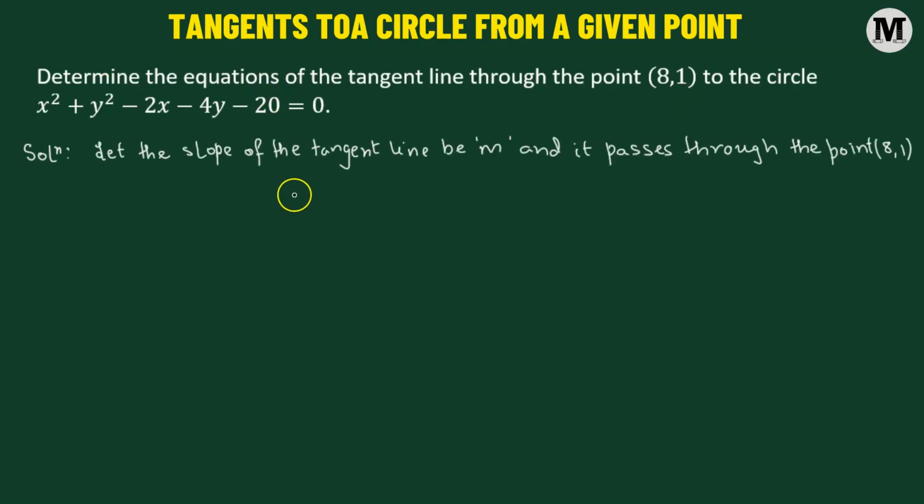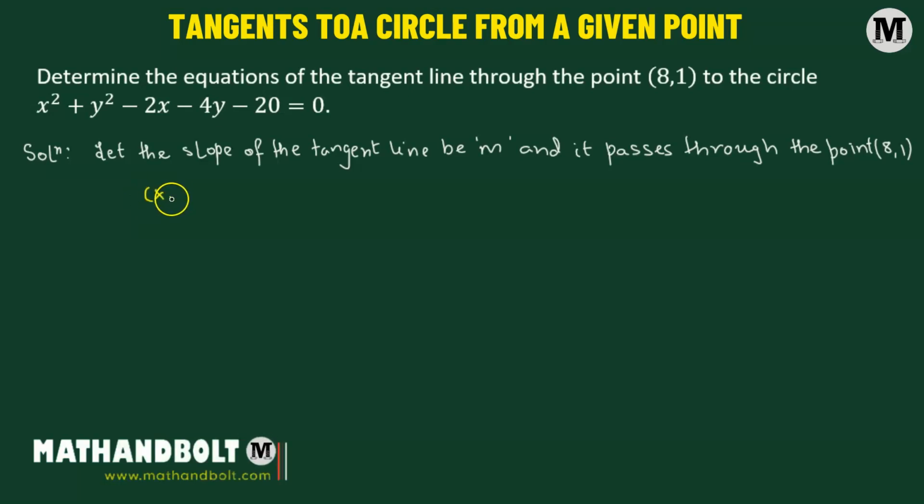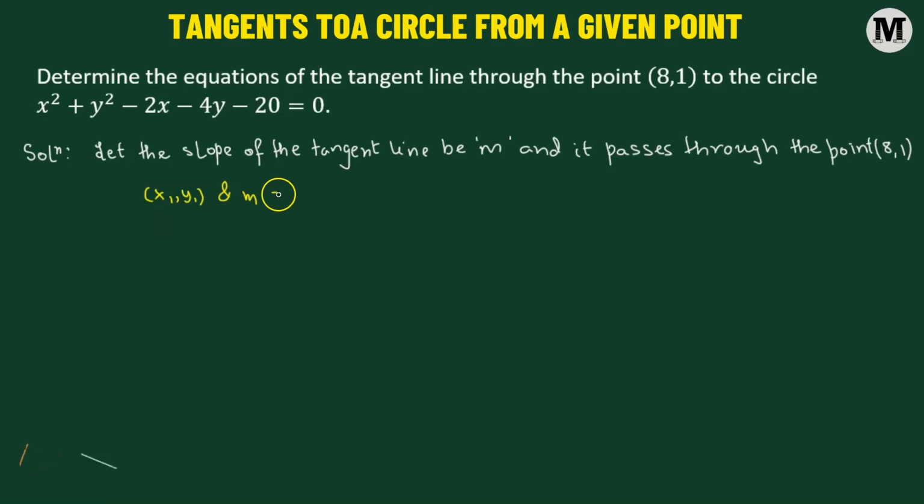Now we can easily define the equation of the tangent line because we know the point-slope form, which tells us that if a line passes through the point (x1, y1) and the slope of the line is m, then its equation will be y minus y1 equals m times x minus x1. In our case, the point is (8, 1), so we have y minus y1, which is 1, equals m times x minus x1. So x1 is going to be 8.